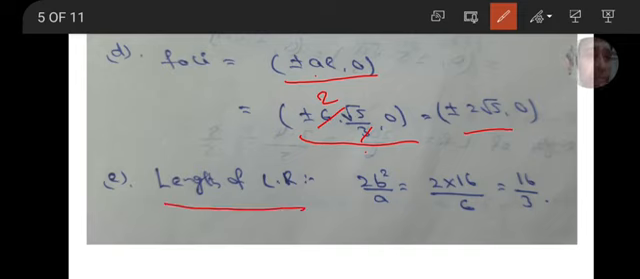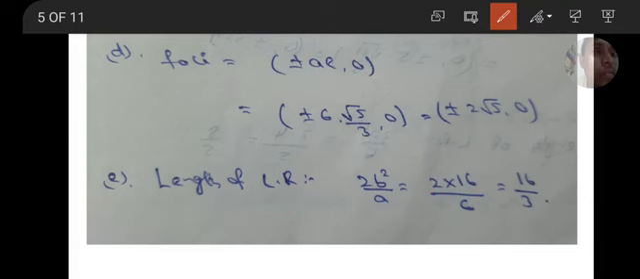Next, length of latus rectum. The formula is 2b square by a. b square means 4 square, that is 16. So 2 into 16 by a, which is 6. 2 ones are 2, 2 threes are 6, so 16 by 3 is the length of latus rectum.